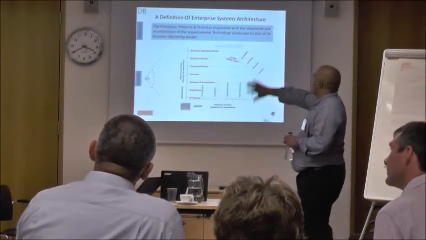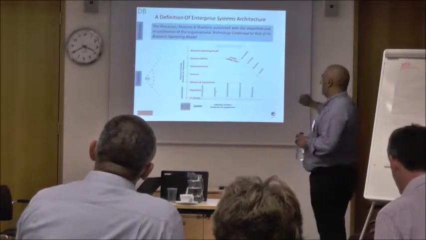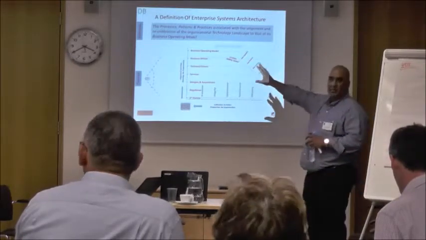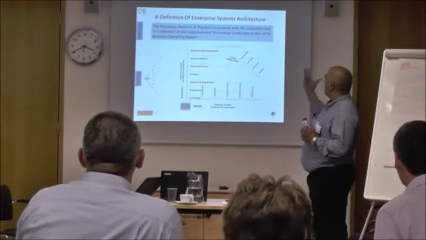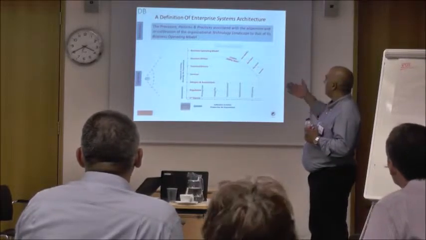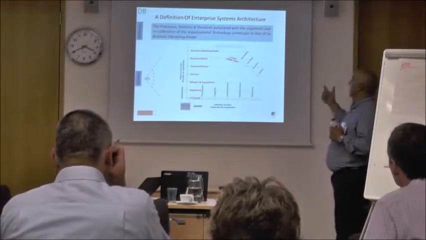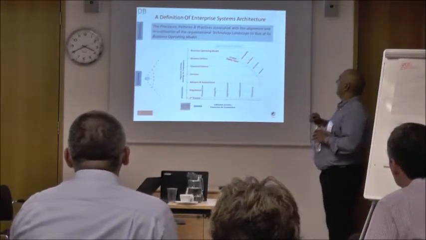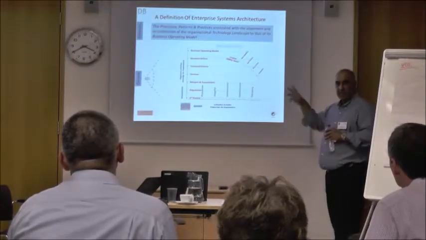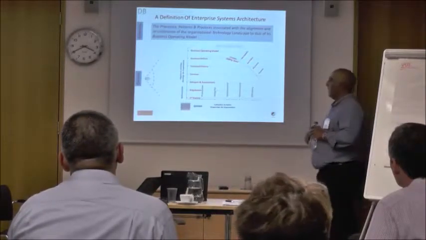So, I put a definition up, I knocked it up quite quickly over a glass of red wine, and I've put: enterprise systems architecture, the process, patterns and practices associated with the alignment and recalibration of the organisational technology landscape to that of its business operating model. That will become clearer as we go through the stack.